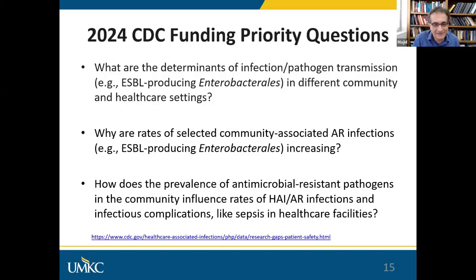The 2024 CDC funding priority questions related to ESBL producing Enterobacterales are as follows. What are the key determinants of infection or pathogen transmission in different community and healthcare settings? Why are the rates of these pathogens or community-associated infections, especially ESBL producing Enterobacterales, going up? And how does the prevalence of these antimicrobial resistant pathogens in the community influence healthcare associated infections, and in particular complications in certain infections such as sepsis or complicated UTI in healthcare facilities?